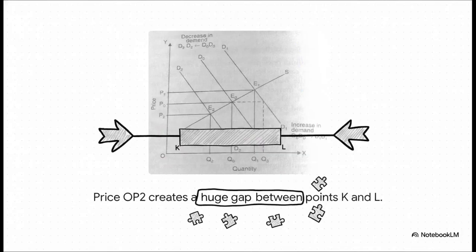Down at this low price line, starting at P2, we have a severe disconnect once again. Our supply and demand curves are absolutely miles apart, creating a huge gap between point K on the supply side and point L over on the demand side.